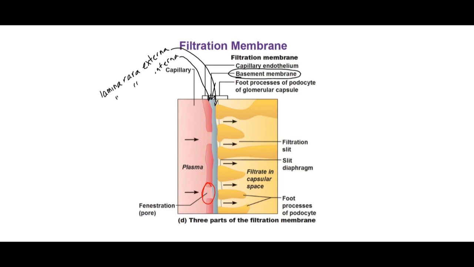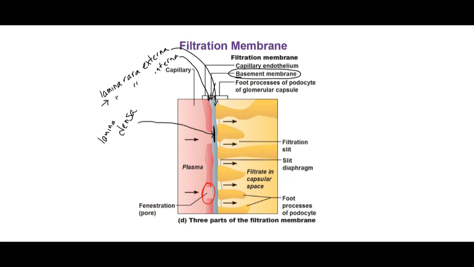Now, in between these two, you have the lamina densa. The lamina densa is in between. It's the central region that is right in the middle. It's sort of this darker region that would be inside. Okay? And that would be this guy.